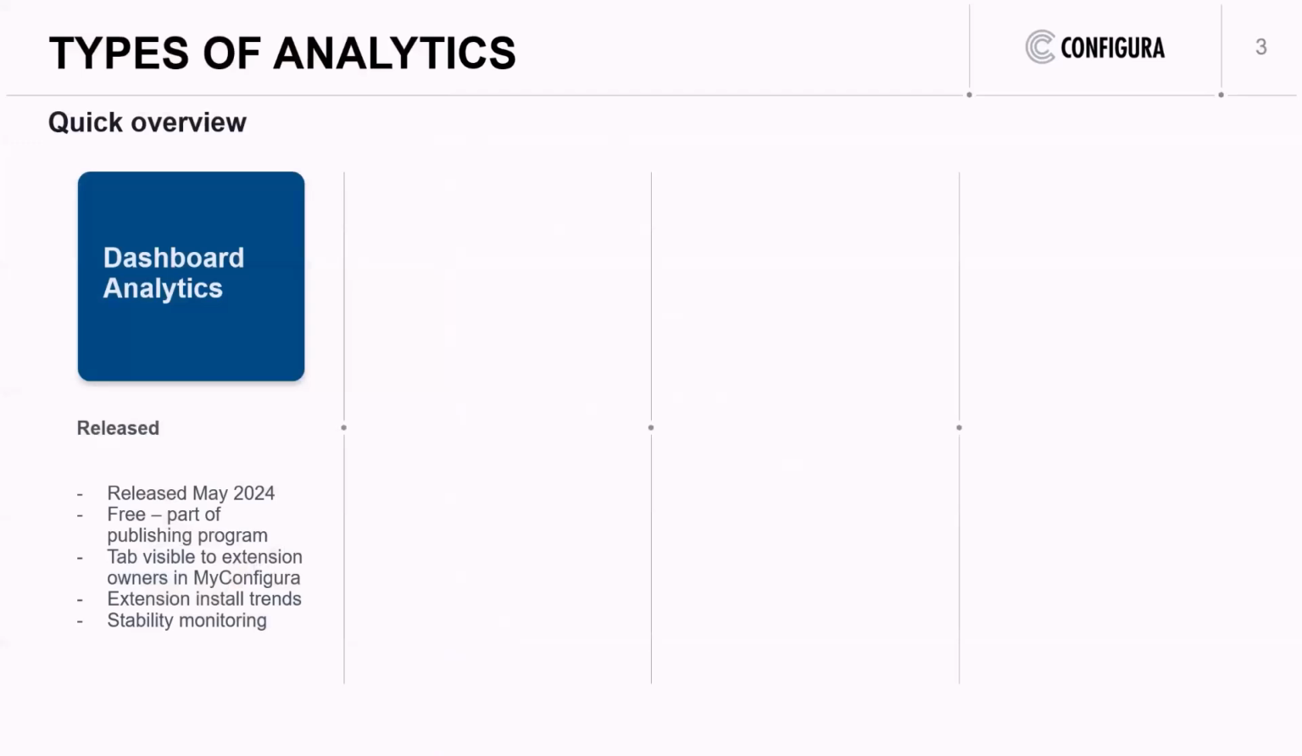So first, a quick overview of dashboard analytics. This is an analytics product we released back in May. It's free and part of the publishing program. You can see it if you go to My Configura, and there should be another tab at the top if you're an extension owner, called Analytics. You can then see overall information about your extension, mainly in order to see install trends and stability monitoring. This is already out, and that is not the main one we'll be going over today.